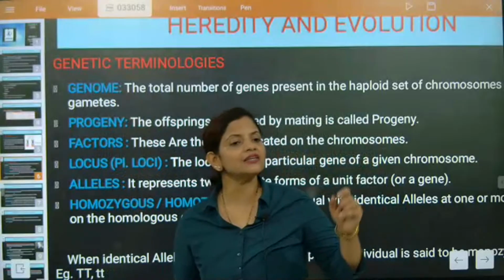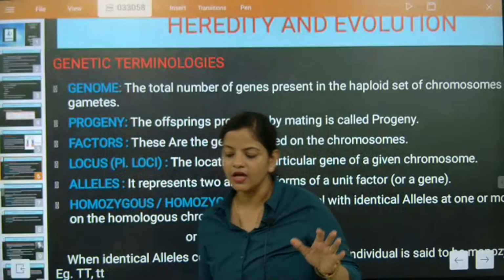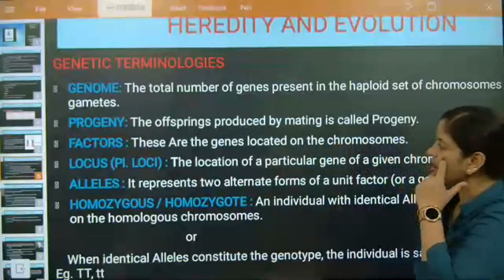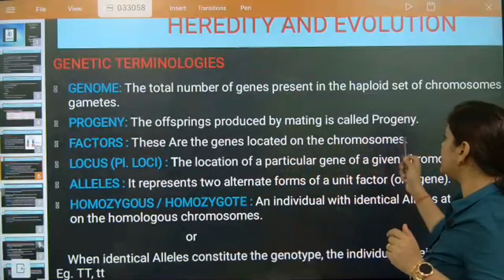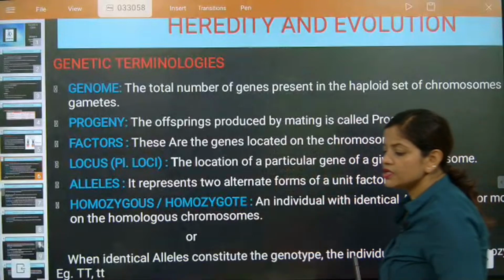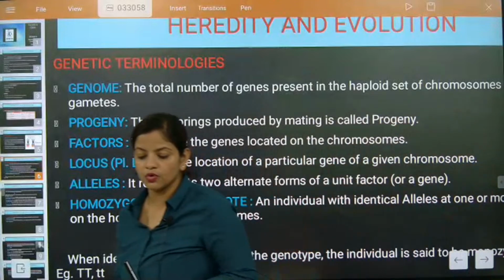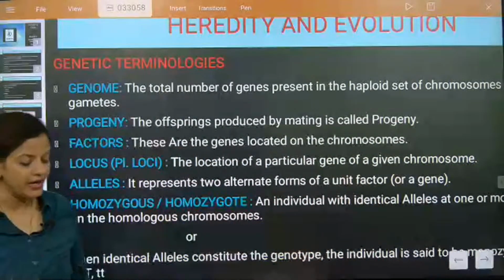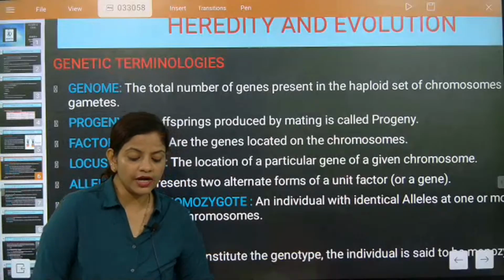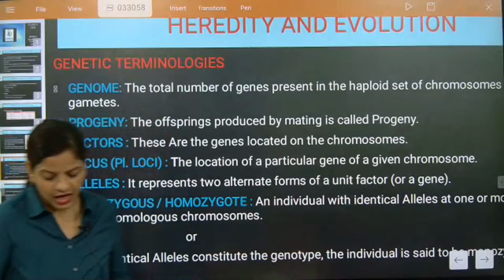Now what are factors? Factors are the characteristics. You need to understand this one. If somebody asks you about factors, these are the genes located on the chromosomes. The genes located on the chromosomes are considered as factors.